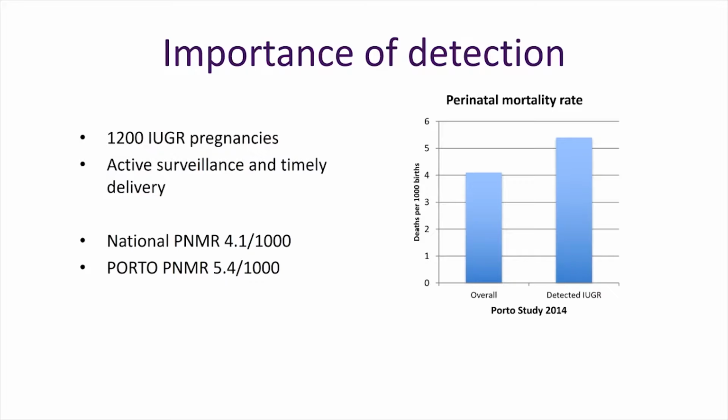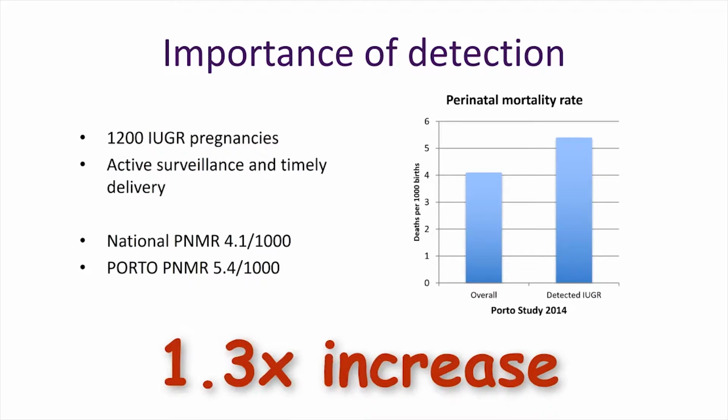And what they were able to show, and this is looking at perinatal mortality rate rather than stillbirth rate, but it's reflecting the same thing, is that they were able to reduce the perinatal mortality rate down to a level very close to the national perinatal mortality rate by actively caring for these pregnancies. So in this growth restricted population that was actively cared for, there was only a 1.3 times increase in the risk of perinatal mortality compared to the national background rate.